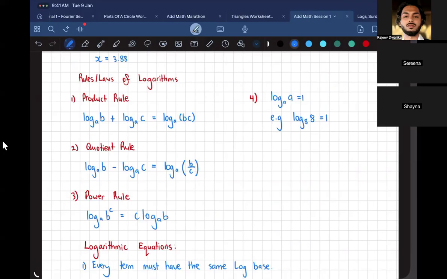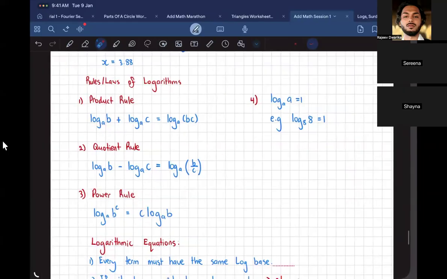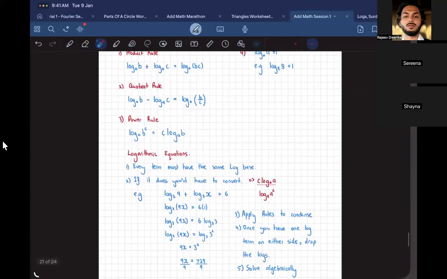Cool. So the product rule says if you have the same log base and you have an add sign, then you would multiply the arguments. The quotient rule says that if you have the same log base and you're subtracting, you would divide the arguments. And the power rule, it's in the name: power. If you have a power, you can move it to the side and vice versa. Shayna, you could take the power and bring it back up. Either one works, depending on the scenario.